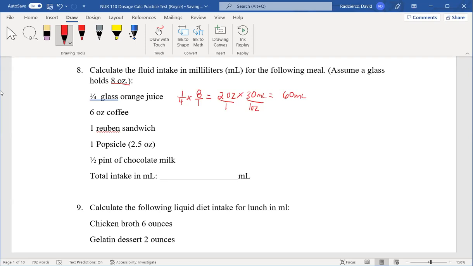6 ounces of coffee. Again, we're just going to multiply by the 30 milliliters to give us 180 milliliters of coffee, because 6 times 30 is 180. Reuben sandwich, right? That's not liquid. 2.5 ounces. So again, I'm just multiplying by the 30 milliliters. 2.5 times 30 is 75 milliliters.